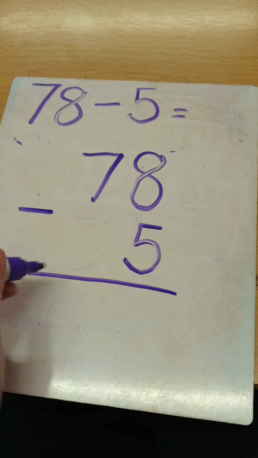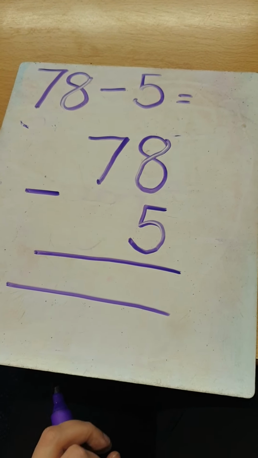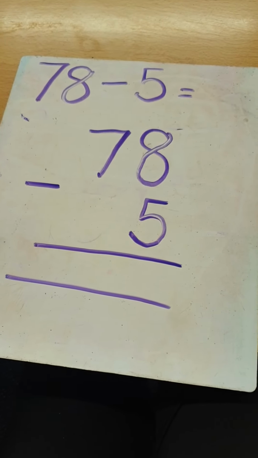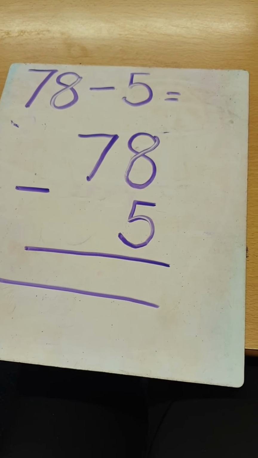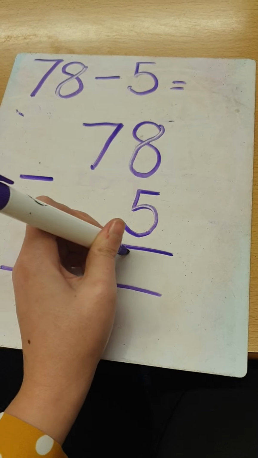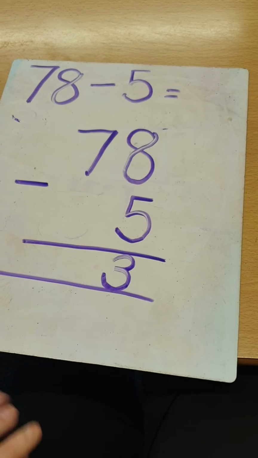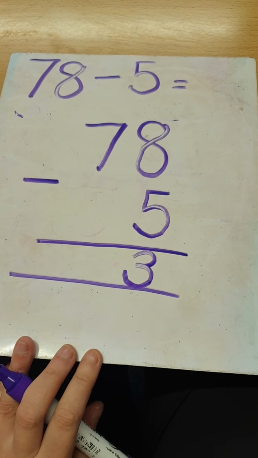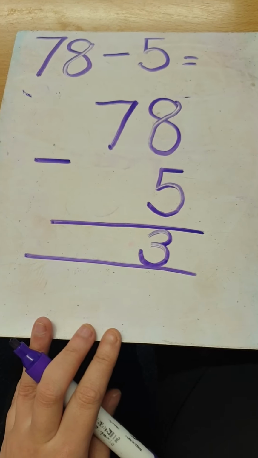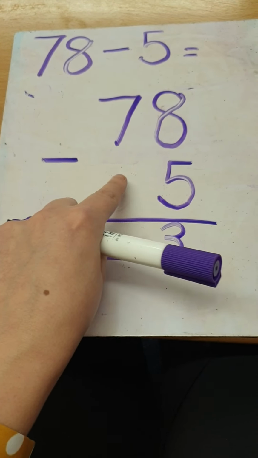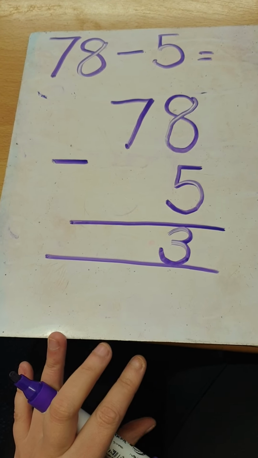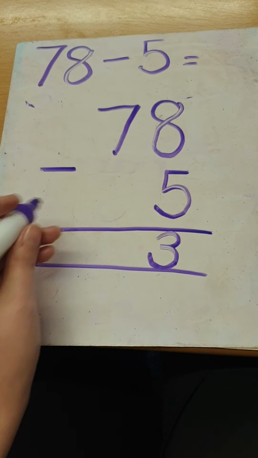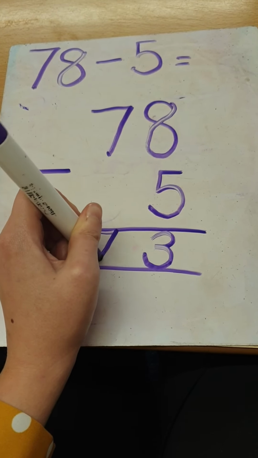Right then, let's have a look. So I've now got to do 8 ones take away 5 ones. Can you do that for me? Brilliant work. It is 3 ones. What have I got to do now? Excellent. I need to work out how many tens I've got. So let's have a look. I've got 7 tens, take away 0 tens. So what's the answer to 7 tens, take away 0 tens? Brilliant. It's still 7 tens, which means 70.